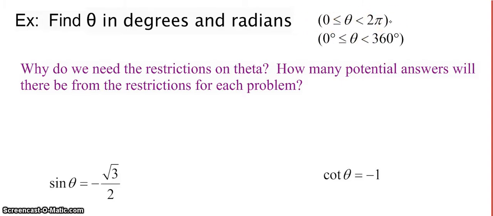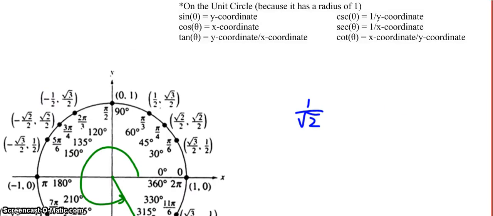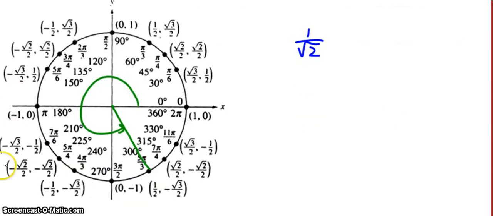We don't want any repetition of angles. We don't want to include coterminal angles. So the same is true with the 0 and the 360. How many potential answers will there be from the restrictions for each problem? That's a good question as well, and that we can see better if we look at the unit circle.